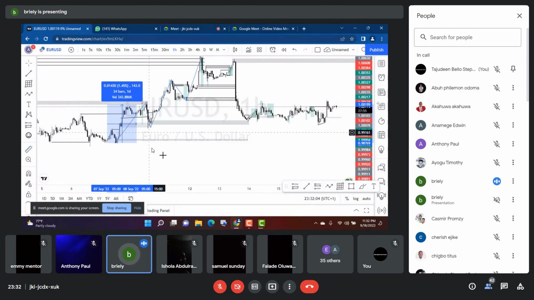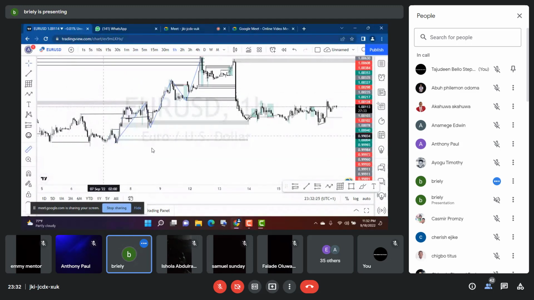Now, what will happen if you draw your POI here, and here, and here, and all your POIs? You may have to wait maybe 2 days before price returns to your POI. So from this point to this point, it takes you up to 16 hours or 24 hours for price to move.